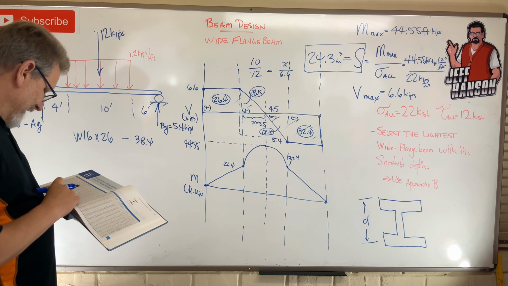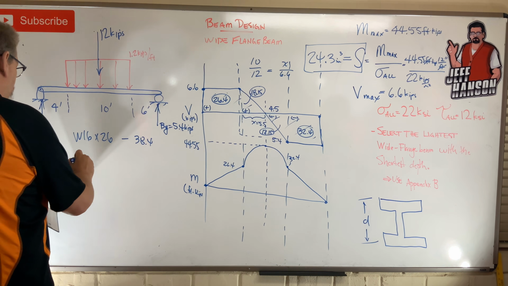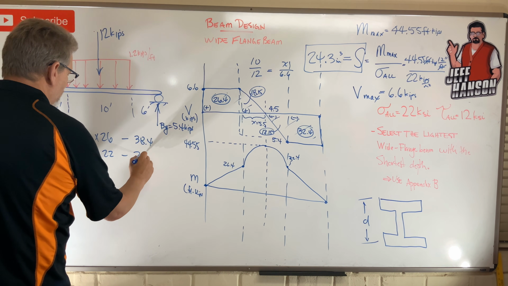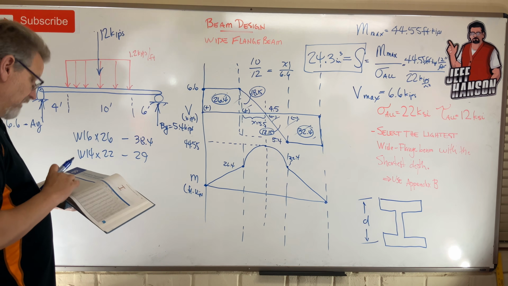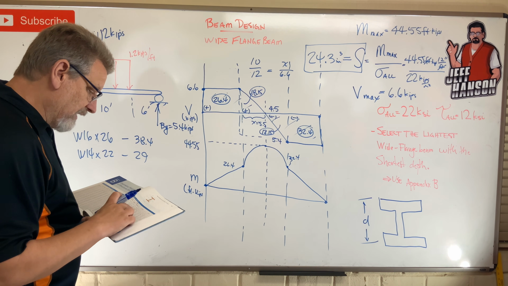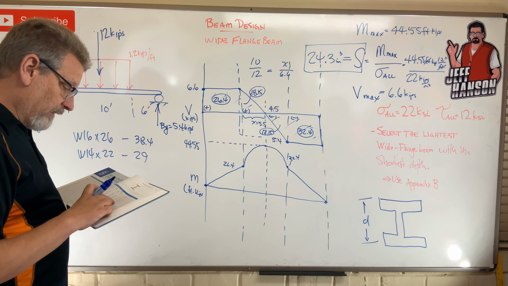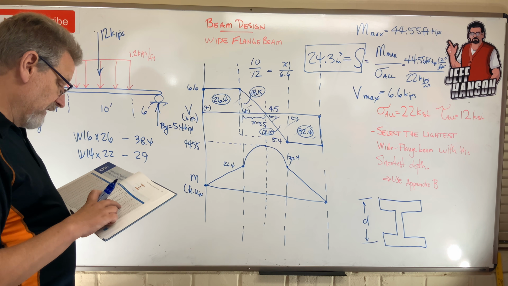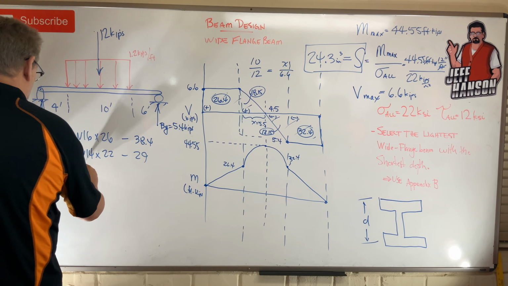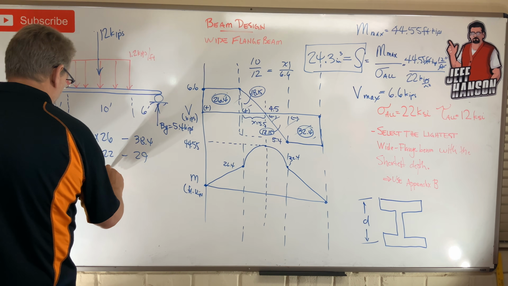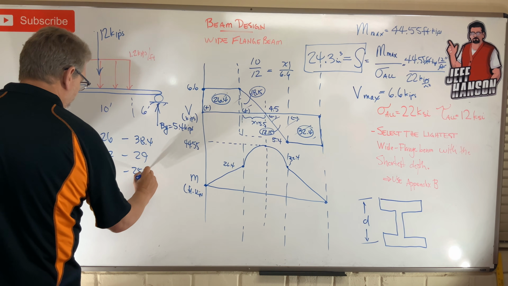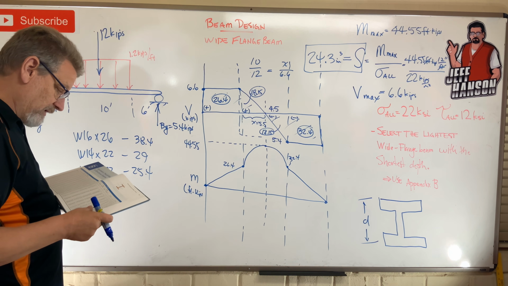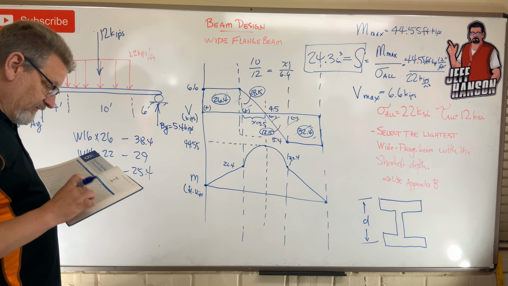Okay, here's a W14 by 22. 29, that's bigger than 24.3. Okay, keep going. There's a 25.4 in a W12 by 22. It's bigger than 24.3 though, isn't it? Okay. And let's see what else we got here.